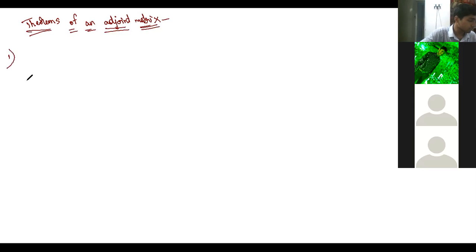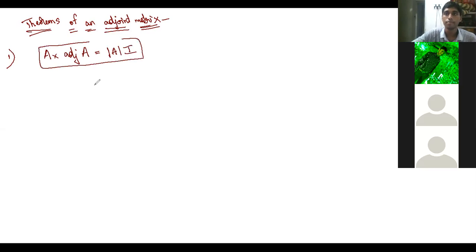First theorem tells A into adjoint of A is equal to det A times I. This is the first theorem. A into adjoint A is equal to det A times I.